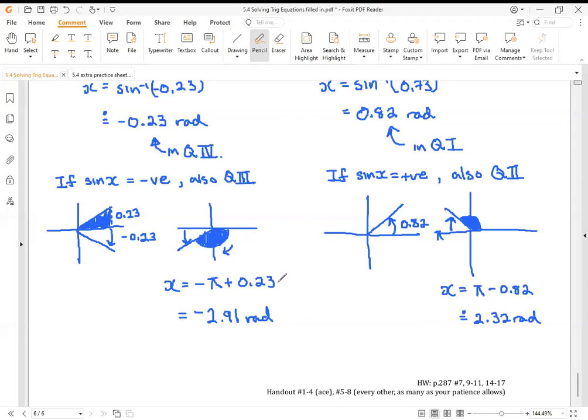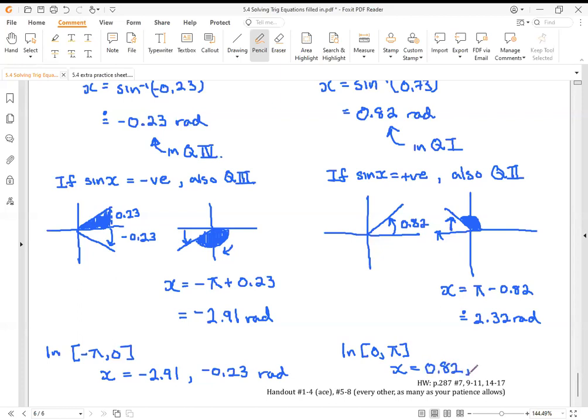Here's the final answer. I have 2 different angles in between. In negative pi to 0, x is going to be negative 2.91 radians or negative 0.23 radians. And from 0 to pi, my angles are going to be 0.82 radians or 2.32 radians.